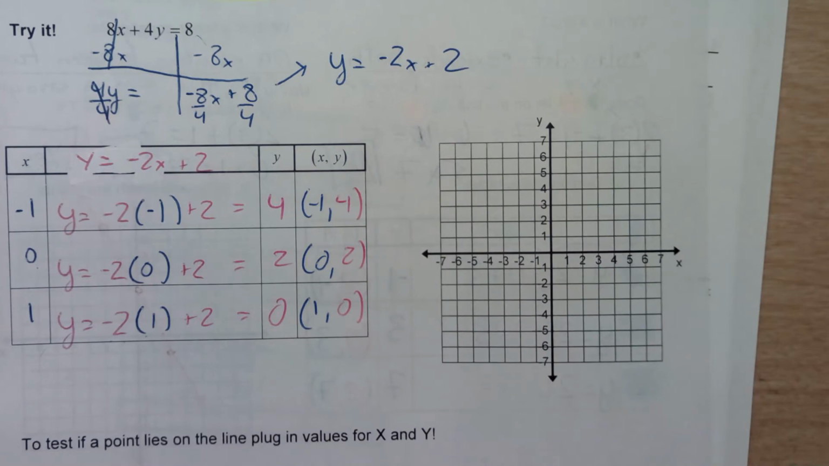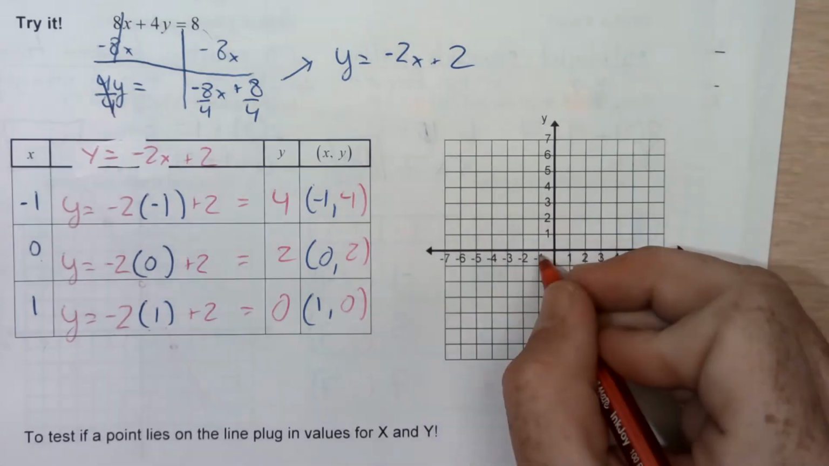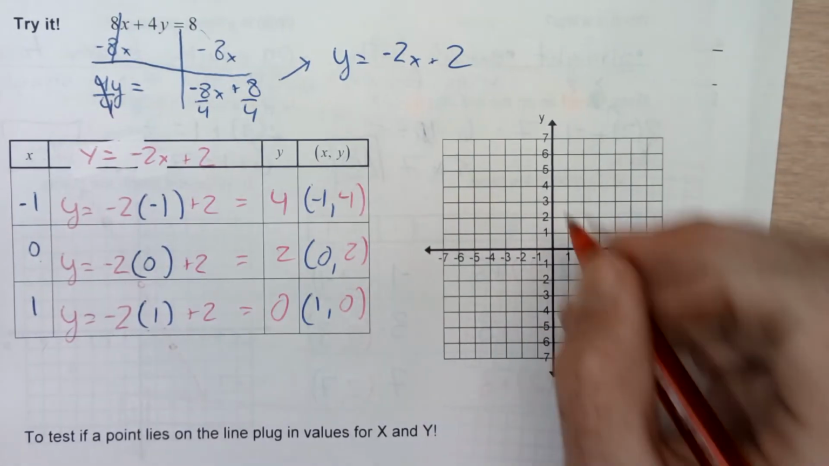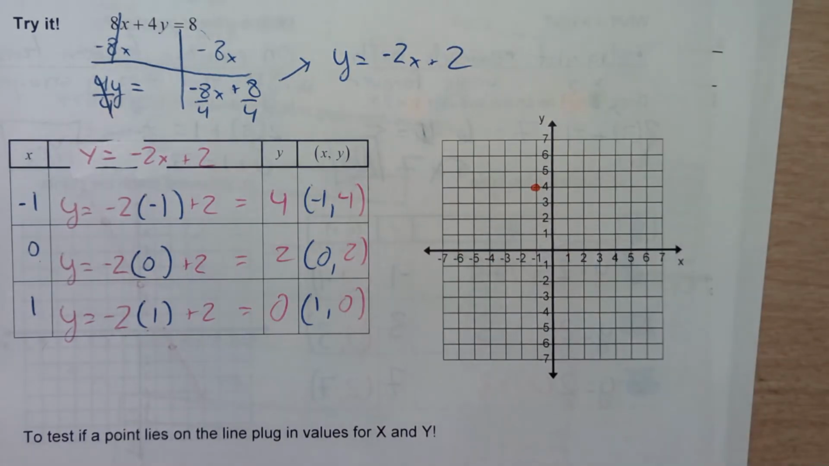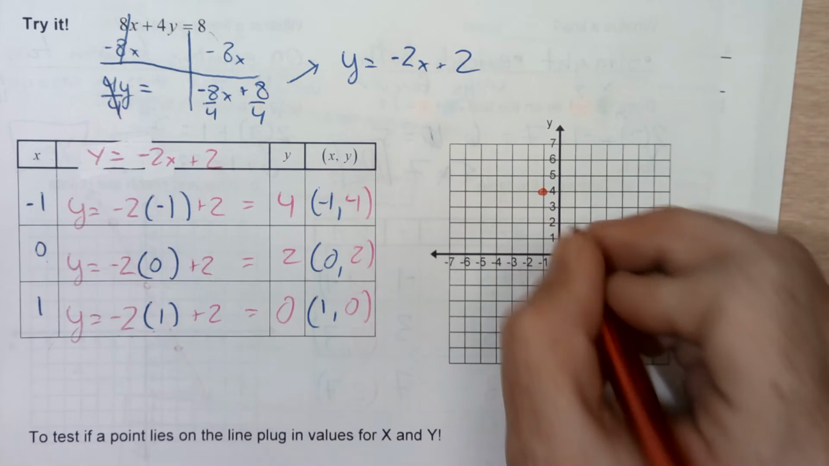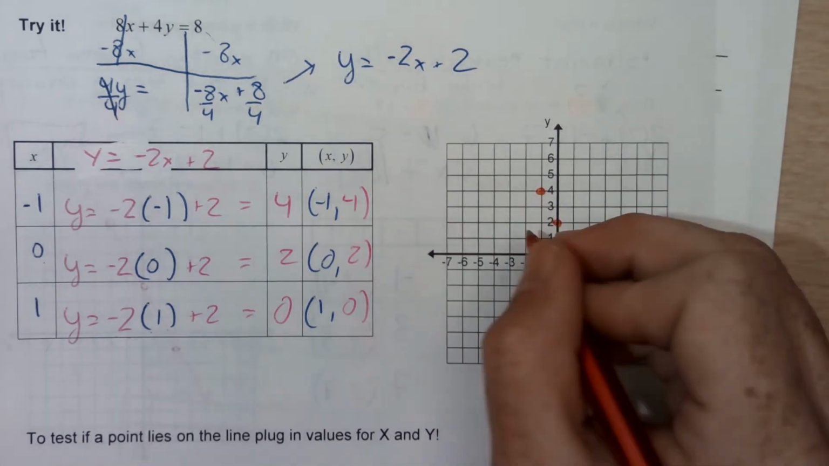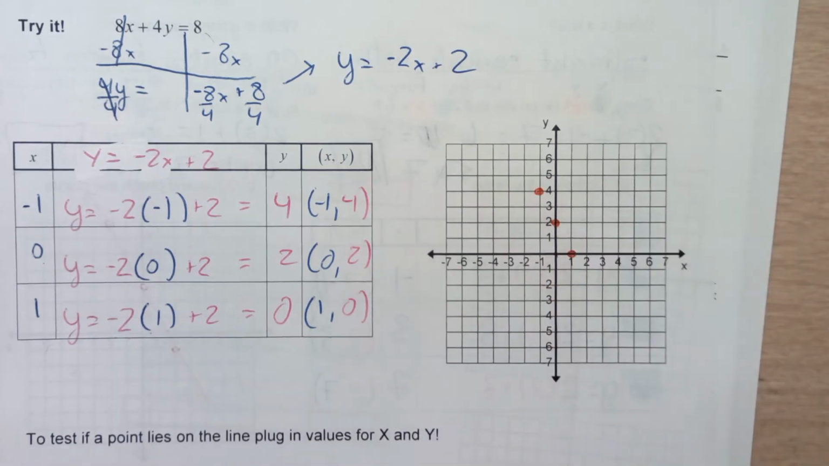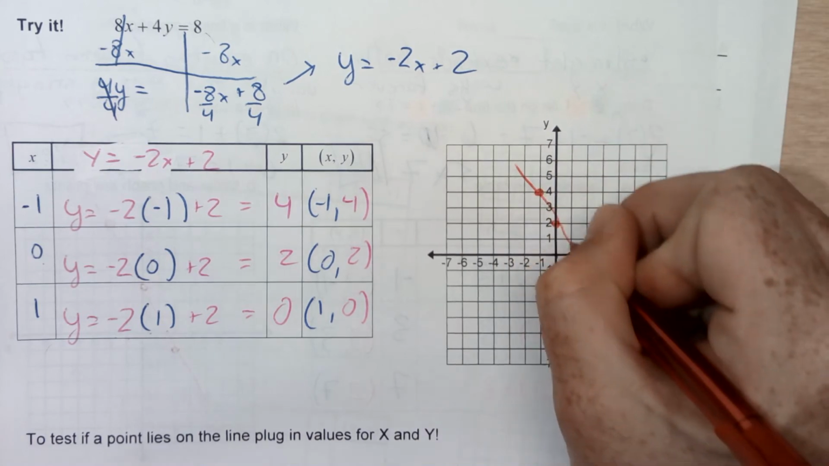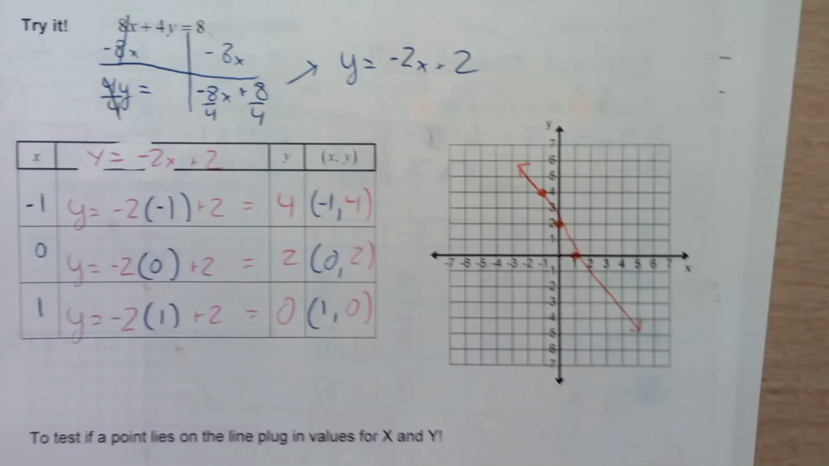Now all I do is graph these 3 points. My first point is negative 1, comma 4. So I go negative 1 on the x-axis, 4 on the y-axis. That point is right there. My next point is 0, 2. So don't go anywhere on the x-axis, I just go up to 2. My last point is 1, comma 0. So I go 1 to the right, and my y is 0, so I don't go anywhere on the y. Then I draw my line straight through, make sure to add my arrows, and now I'm done with that problem.